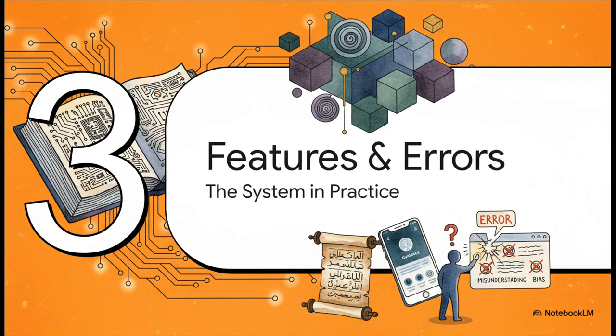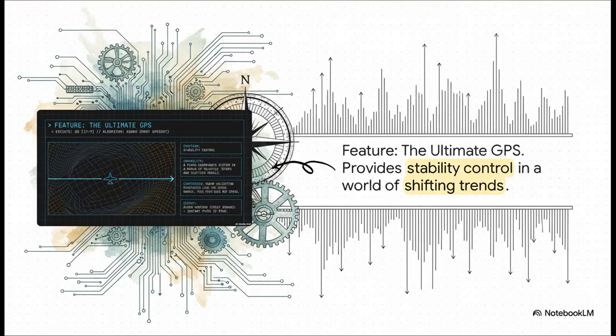Okay, so we've talked about the abstract design. Let's get practical. If the Quran really is an operating system, what are its main features? And, maybe more importantly, what are the most common user errors? So one of its killer features, think of it as the ultimate GPS. In a world where trends and values are constantly shifting and crashing, this system is designed to provide stability control. It gives you a fixed coordinate system. The argument is that this path doesn't fluctuate like a volatile market.